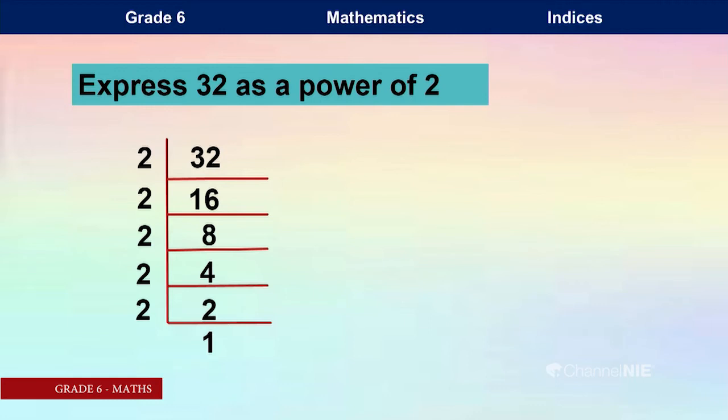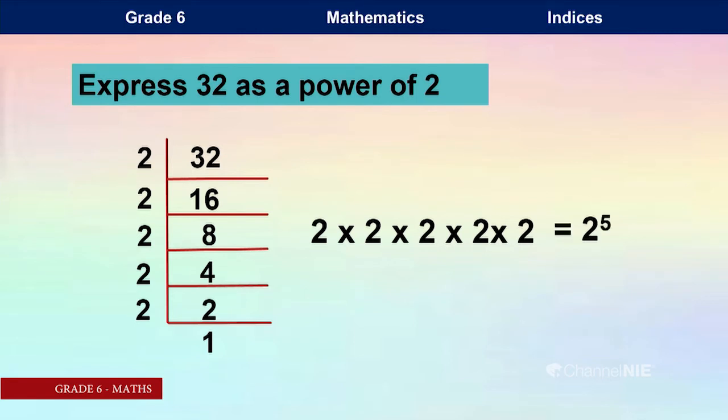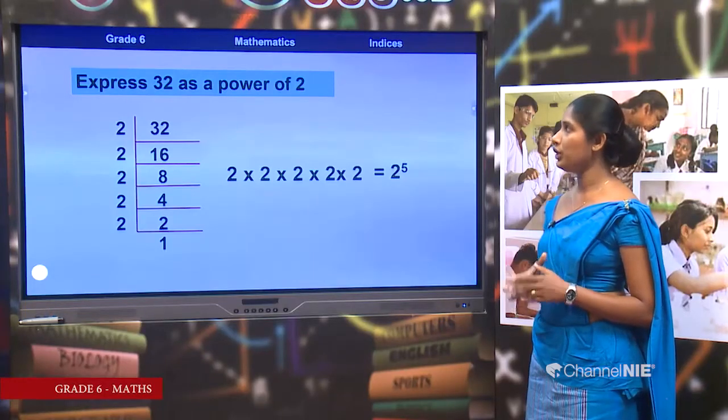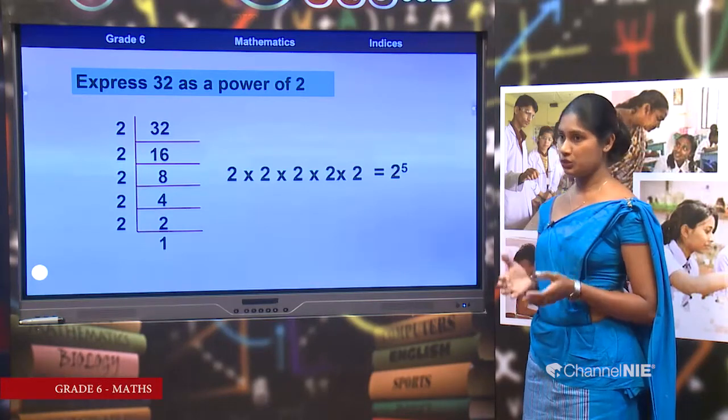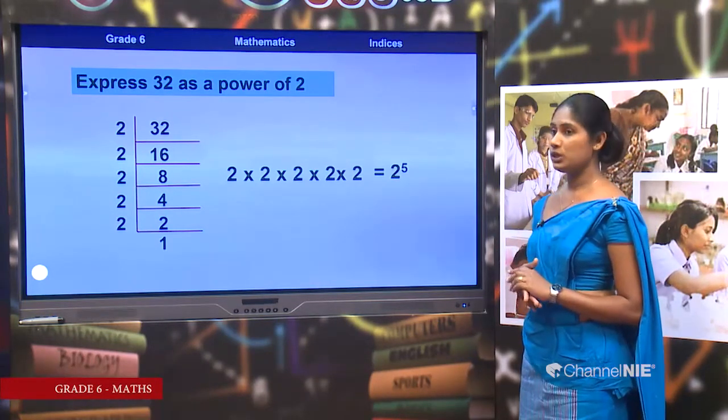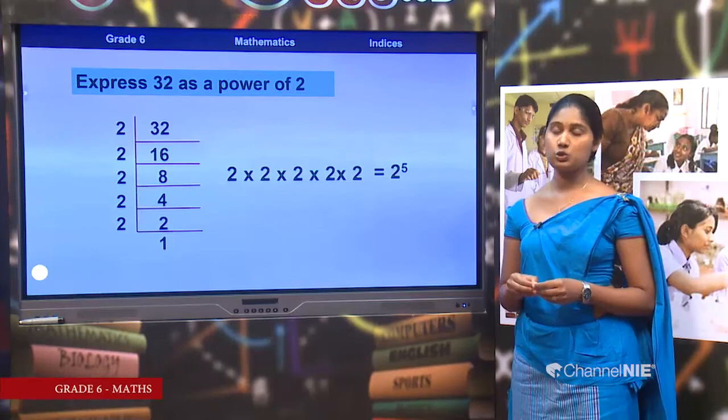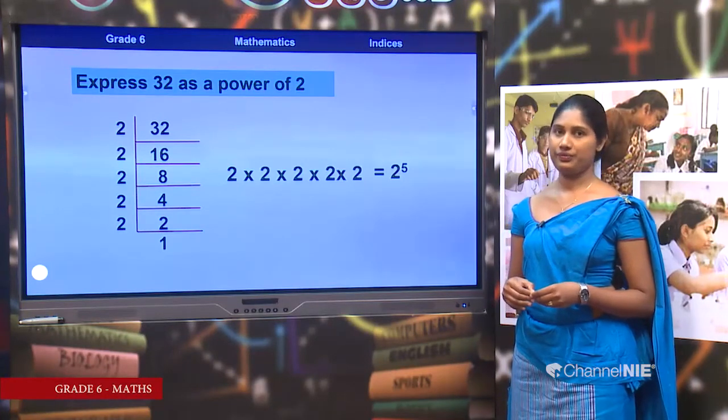Then you can write 32 as a product of 2's. We have used 2's to divide this 32. How many 2's have we used? 2. How many times? 1, 2, 3, 4, 5. Then you can write this as 2 to the power 5. Then 32 you can write using the base 2, that is 2 to the power 5.